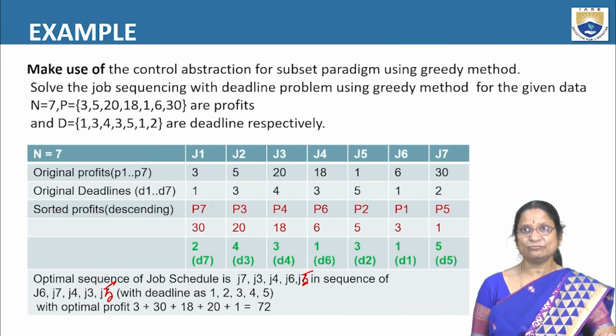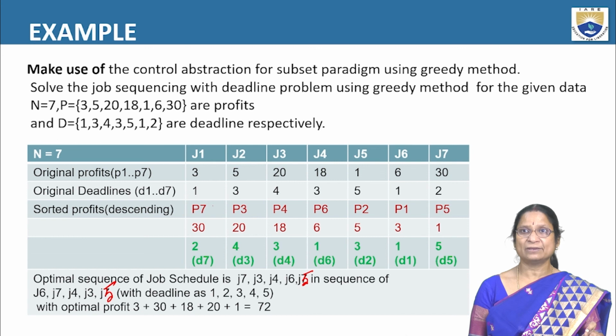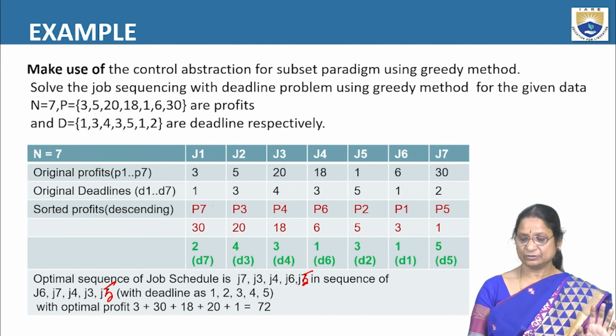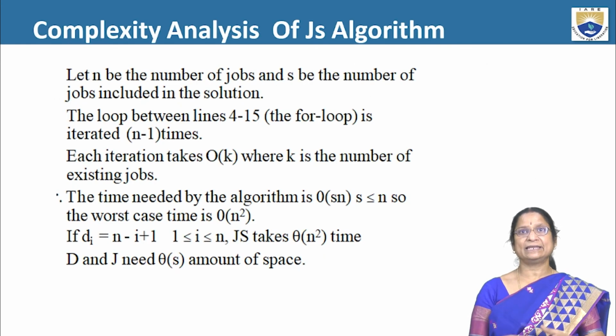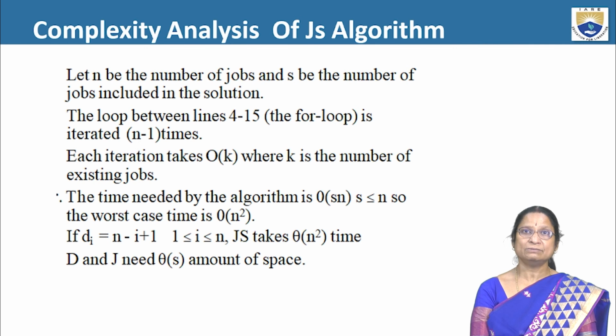When you come to the next one, profit 3 is there. But what is its deadline? 1, which cannot be added because job 6 was already added with deadline 1. That's why we then include job 5, which has a profit of only 1, but we include it because its deadline is 5. This is what we are greedily selecting. Sometimes we would like to discard jobs because they may not be properly arranged according to the deadline.